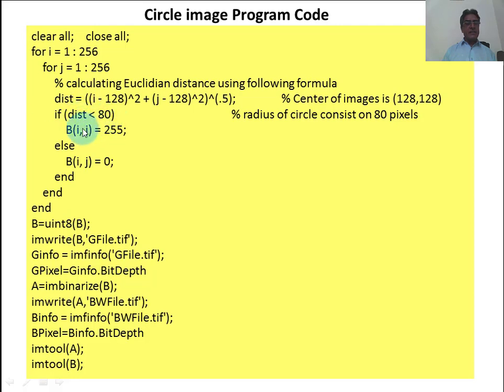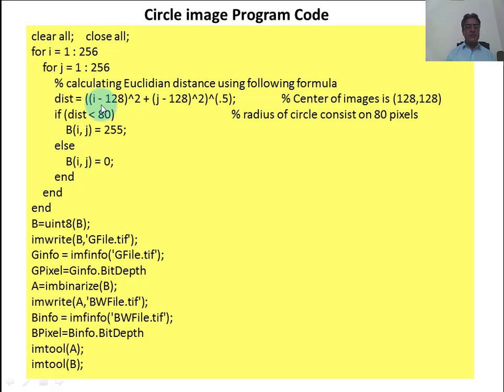If the distance is less than 80, then the pixel value of B image at that position, ij position, should be 255, and if the distance is greater than 180, then make it 0. It is not within the circle. This coordinate does not belong within the circle position, so make it 0. So this is the end of if else. This end is the if else end, and this end belongs to the inner loop and this end belongs to the outer loop.